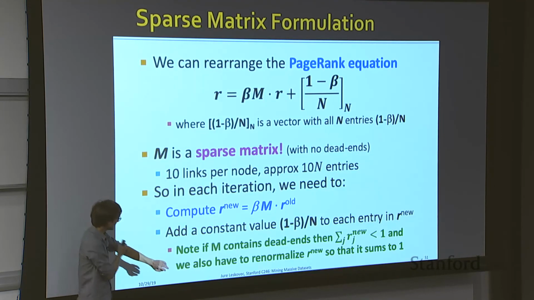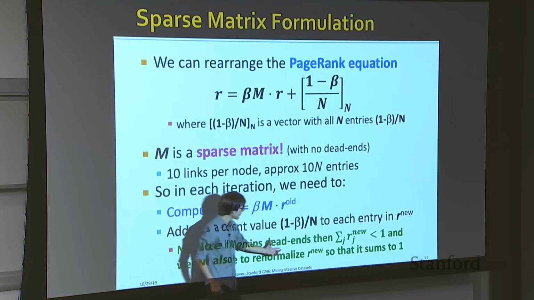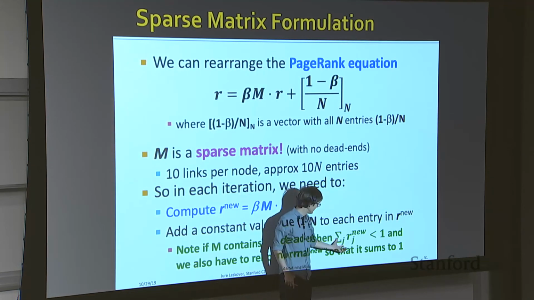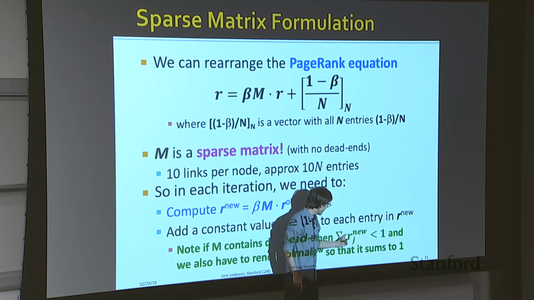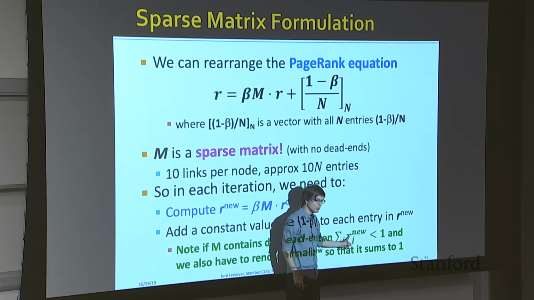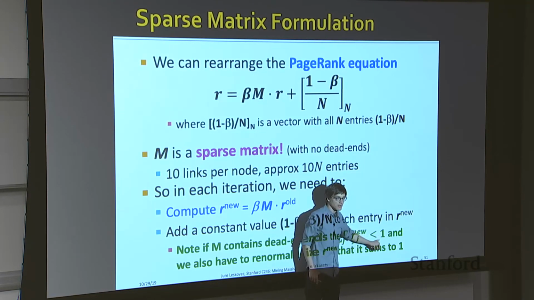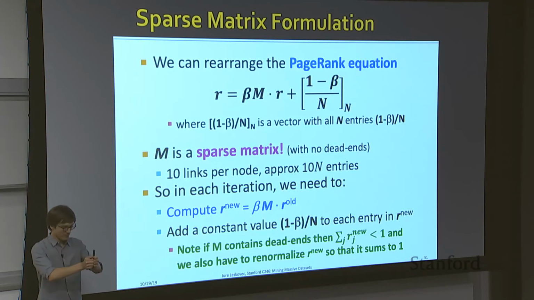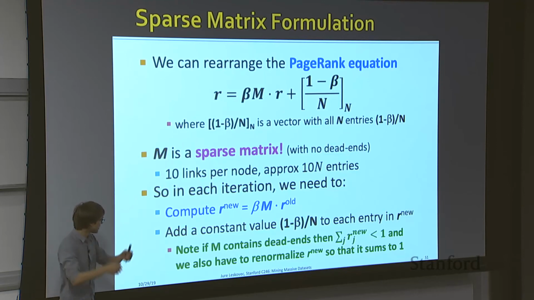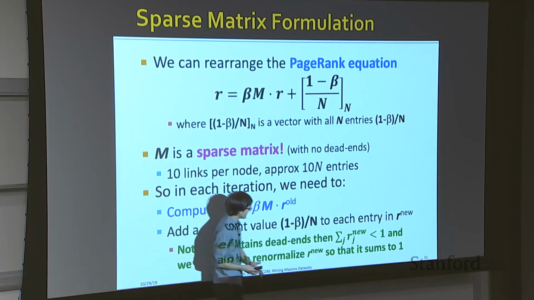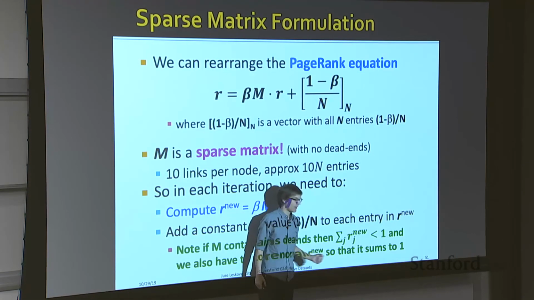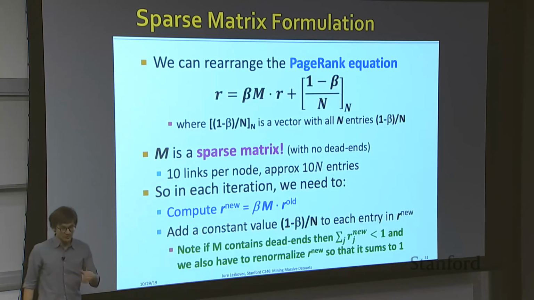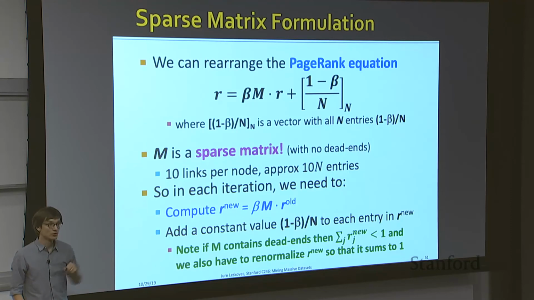There is a note. If M contains dead ends, then some PageRank will leak. So the sum over j of R new will be less than 1. All I have to do is renormalize the vector so that the components sum to 1. And this is essentially inserting the leaked PageRank due to dead ends, right?